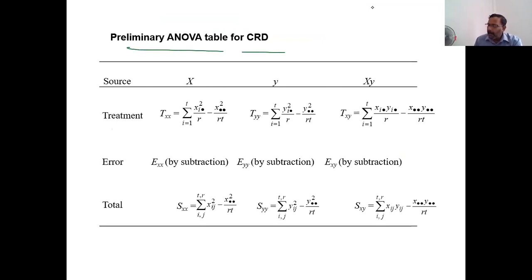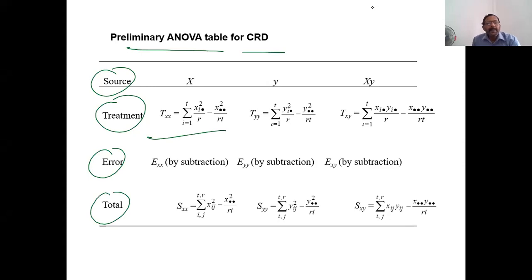So you see, this is the preliminary information for the ANCOVA table for CRD. Source, for example, treatment, error, total. So this is how we calculate the treatment for X, treatment for Y, and treatment for XY. You know what is X, what is Y? Anyone?